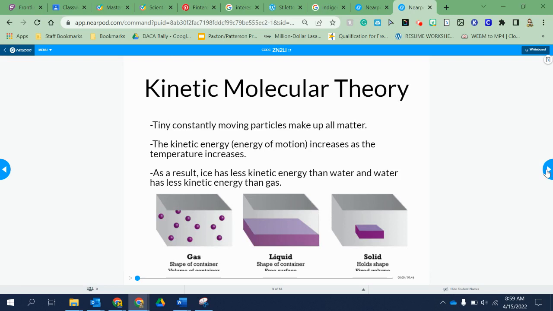All right, so I mentioned kinetic molecular theory in the last class, or kinetic energy. Remember, molecules, and we're going to learn more about that, are just the building blocks that make up matter, right? So a lot of times it's two or more atoms together. I'm not going to get too much into that, but we will later. For now, just know that kinetic molecular theory means that everything is made up of tiny, constantly moving particles, right? All matter is made up of that. And the kinetic energy, the energy of motion, increases as the temperature increases.